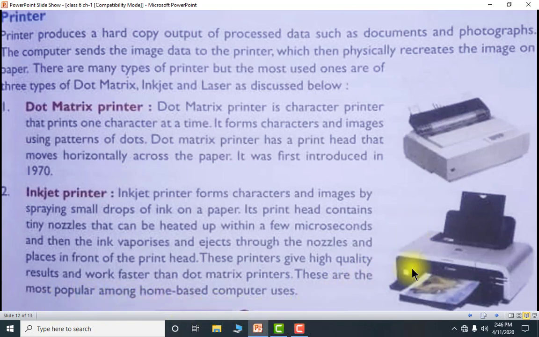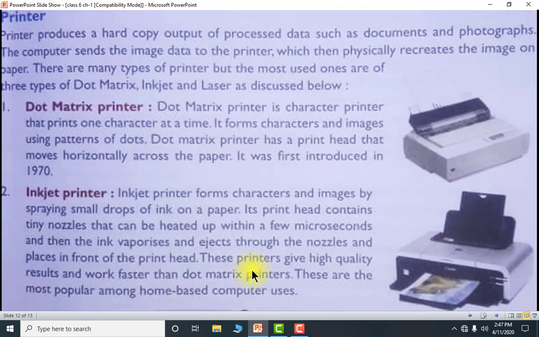Okay, so in this type of printer, we use liquid ink, and whenever we want to print, the nozzles are heated up for a few microseconds, and then the ink comes out in the form of vapors and is placed in front of the print head. By this, the printer does the printing on the paper. Nowadays, these printers are useful because they are not very expensive. Their printing cost is low, but their print quality is very good. That's why most home-based users are using them.